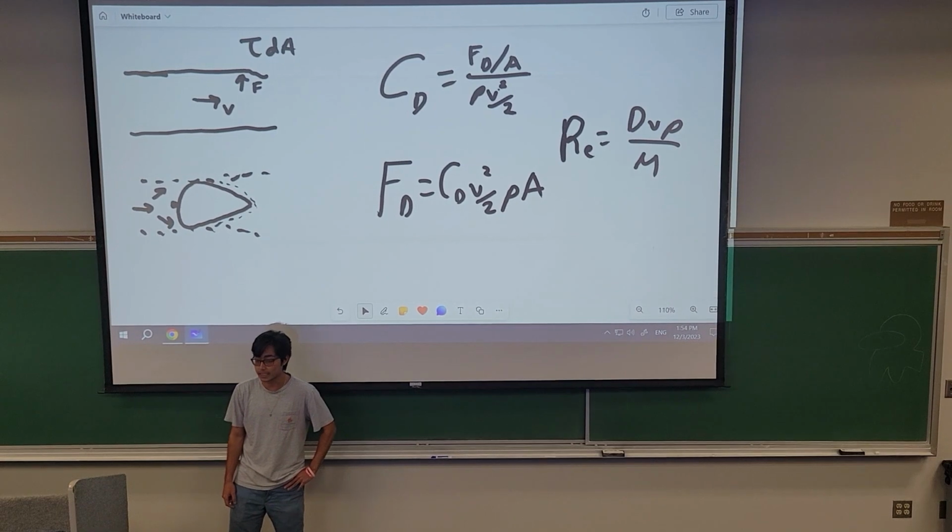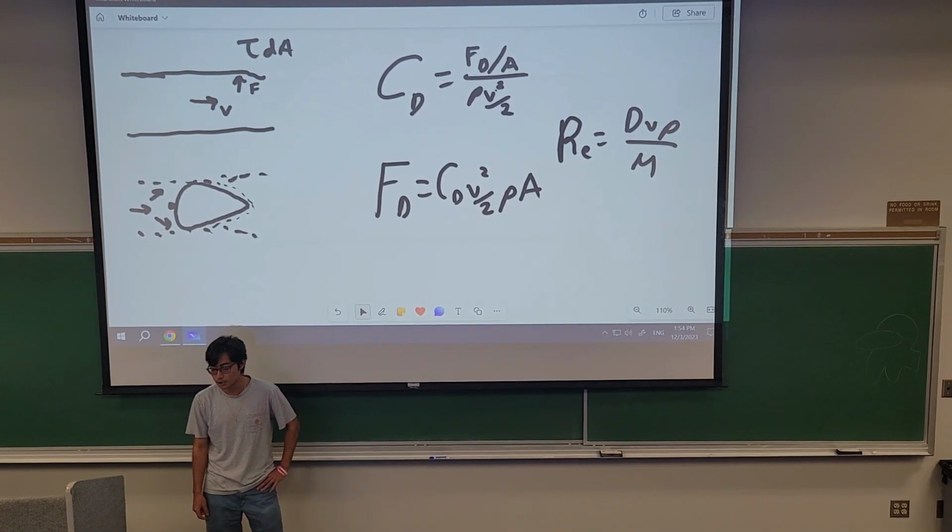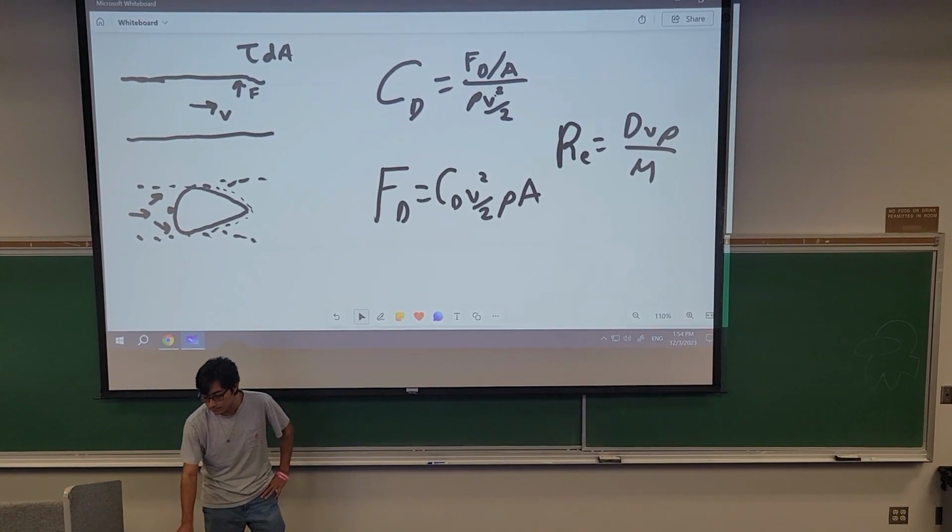The wake that is formed in the back of the solid can be minimized with a more streamlined solid because the merging of the streamlines is not as steep.